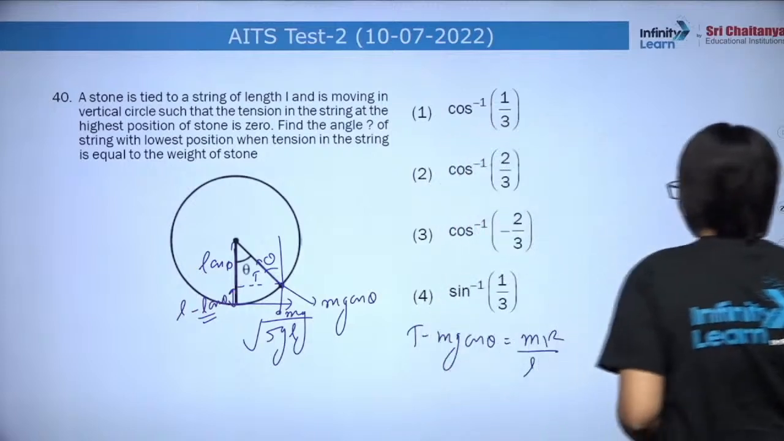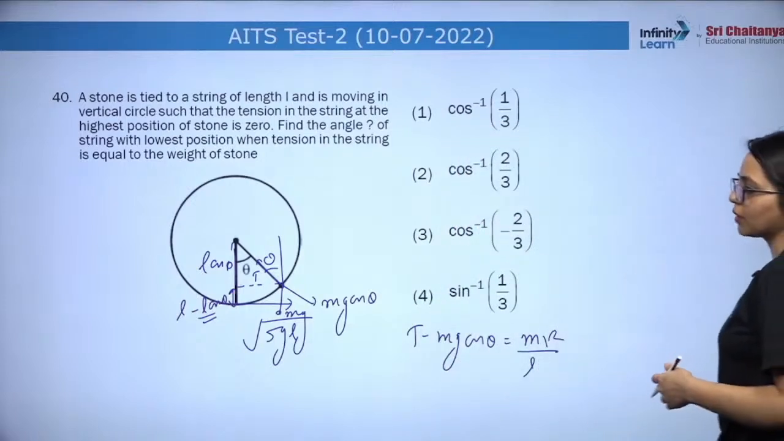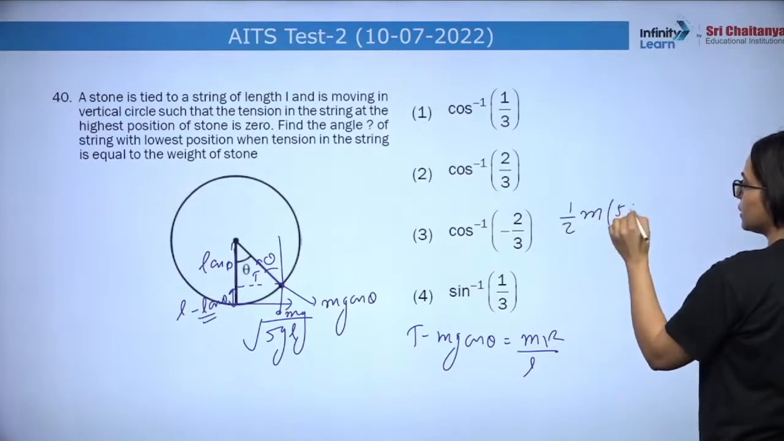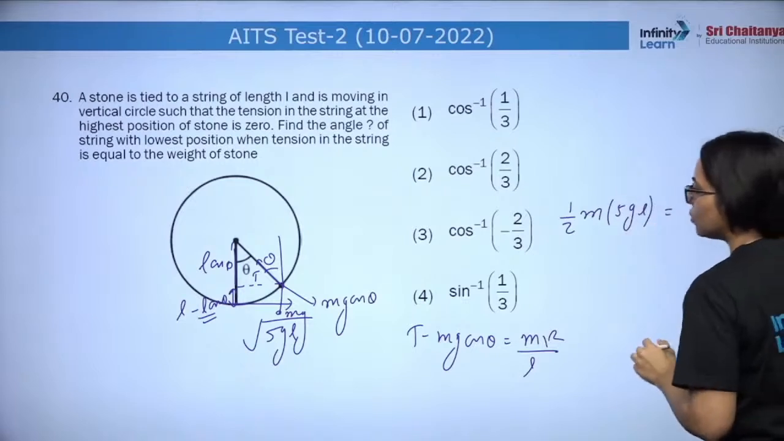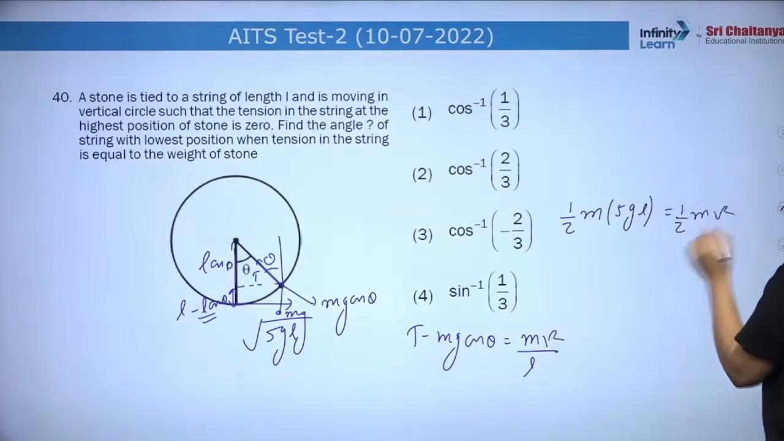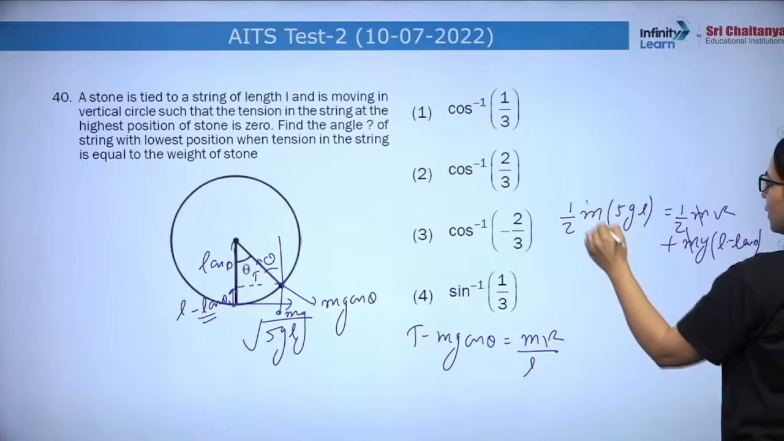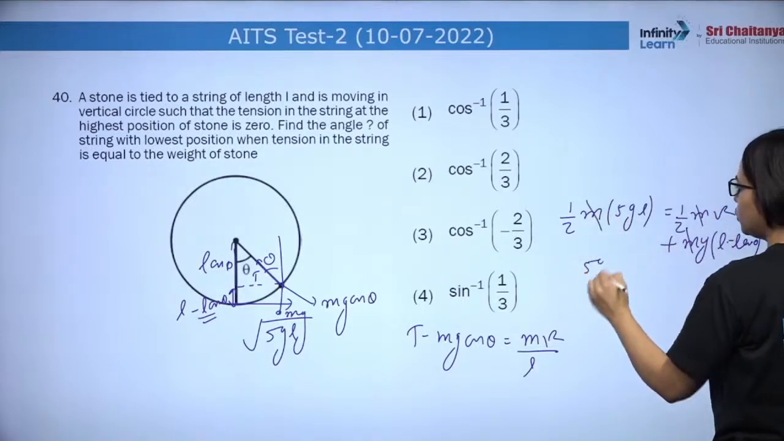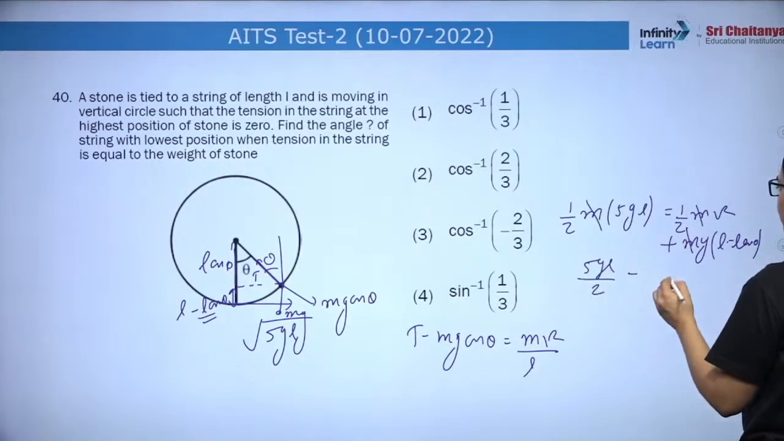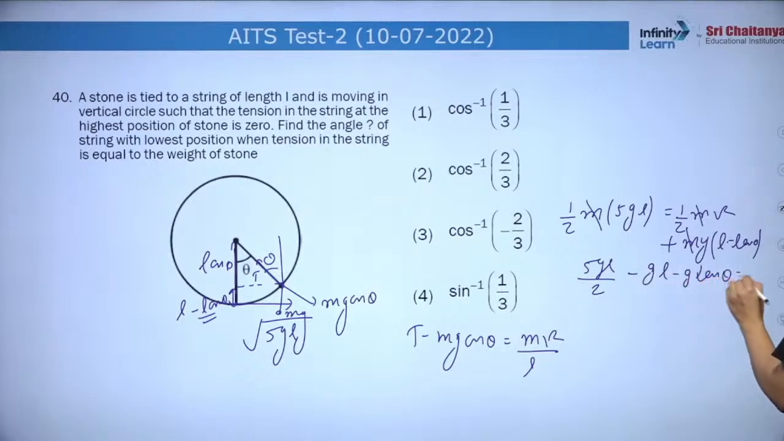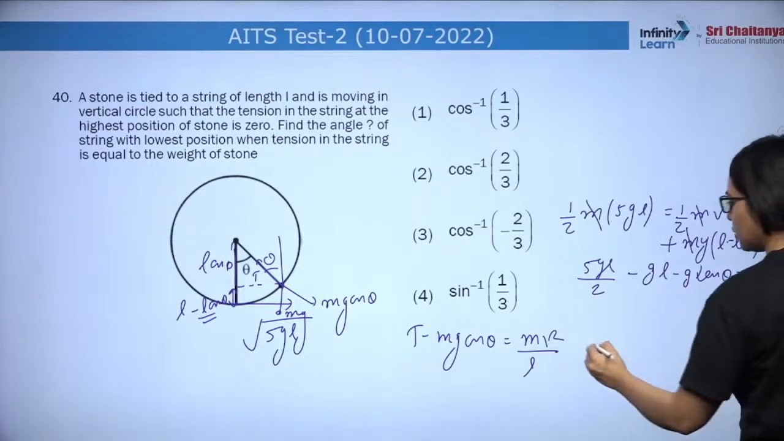So let's apply the work energy theorem or conservation of mechanical energy. At the lowest point it is half mv square, which is 5GL, equal to half mv square plus mg into L minus L cos theta. So you can cancel m. So you will get 5GL by 2 minus GL minus GL cos theta is equal to half V square. So you can put the value of V square from this equation over here.